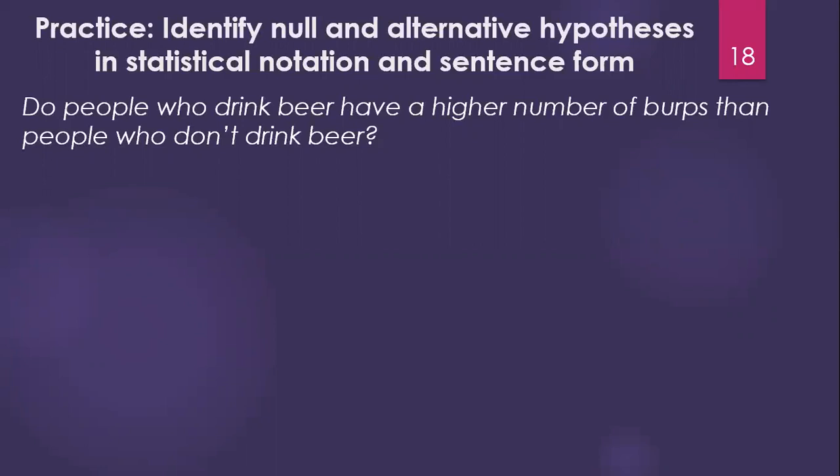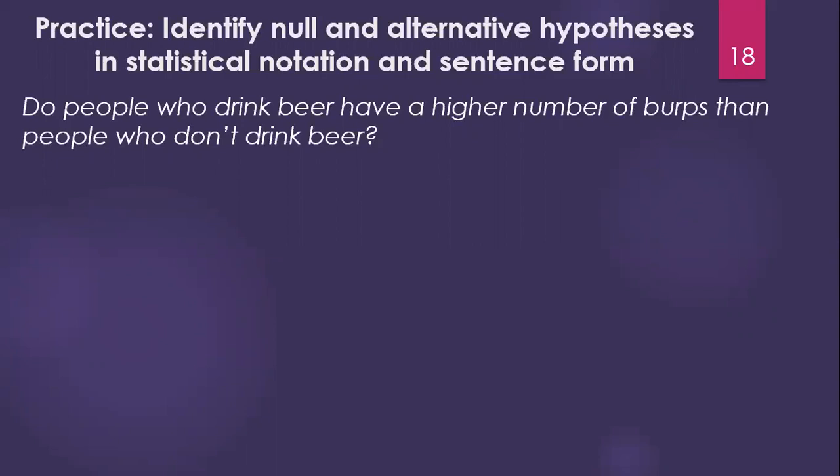The way these quote unquote problems will work is, again, you're never getting any actual math to do. This is all just practice in how we identify independent and dependent variables so that we can set up our hypotheses appropriately. This one goes back to our research question: do people who drink beer have a higher number of burps than people who don't drink beer?